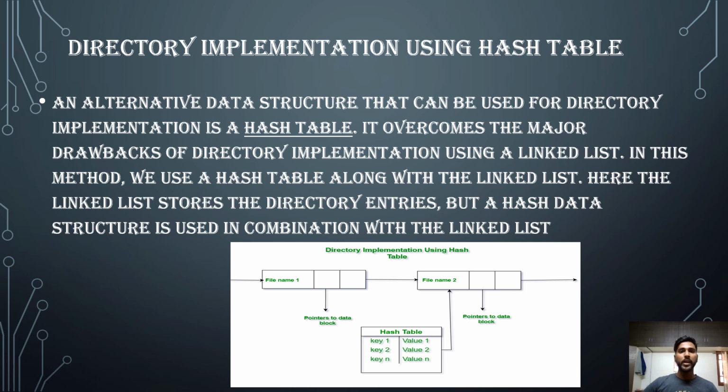So we'll see directory implementation using a hash table. An alternative data structure that can be used for directory implementation is a hash table. It overcomes the major drawback of directory implementation using a linked list. In this method, we use a hash table along with the linked list. Here, the linked list stores the directory entries, but a hash data structure is used in combination with the linked list.